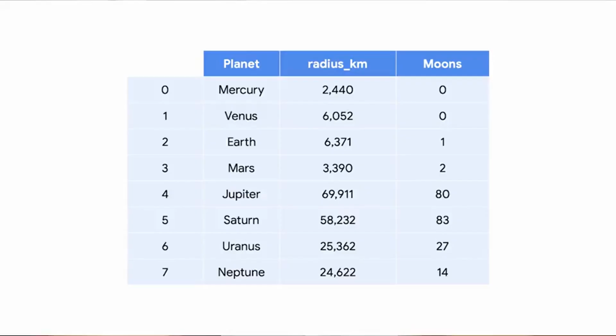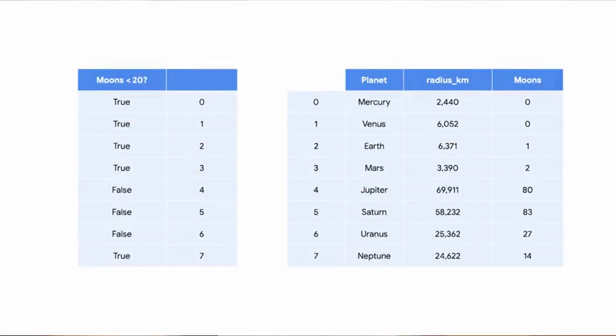Here's an example. Suppose you have a data frame of planets, their radii, and the number of moons each planet has. Now suppose that you want to keep the rows of any planets that have fewer than 20 moons and filter out the rest. A Boolean mask is a Pandas series object indicating whether this condition is true or false for each value in the moons column. The data contained in the series is type bool.